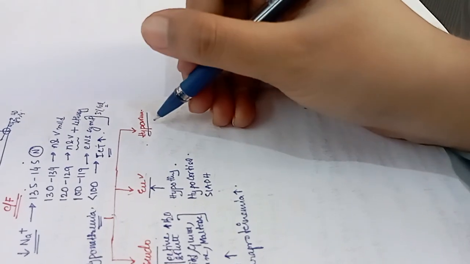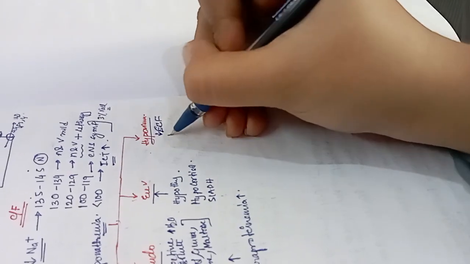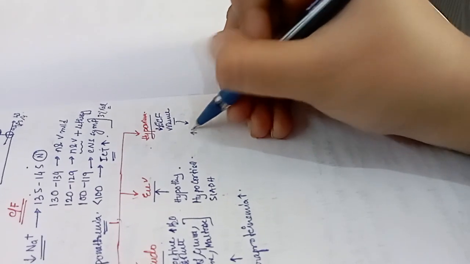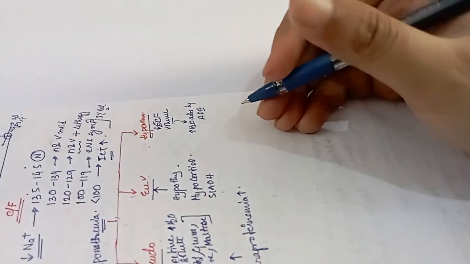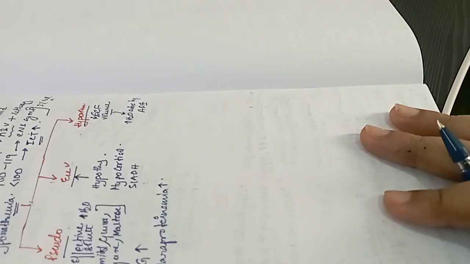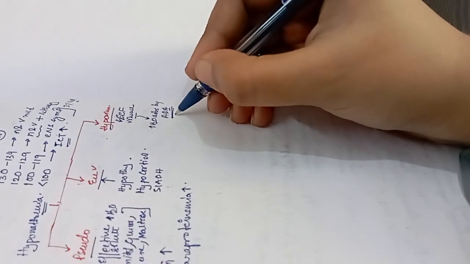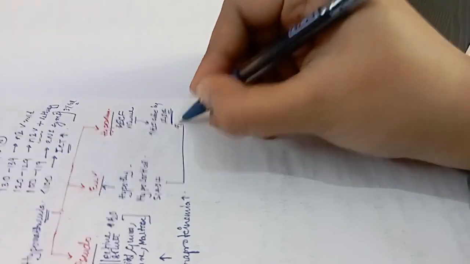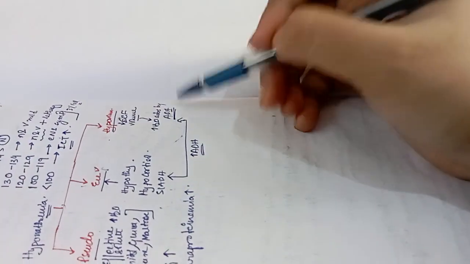Okay. And hypovolemic can be due to decreased ECF volume. Decreased ECF volume is resulting in increased H2O absorption by ADH. So in these two cases, euvolemic hyponatremia and hypovolemic hyponatremia, there will be increased ADH.